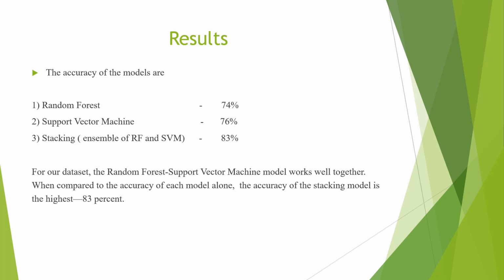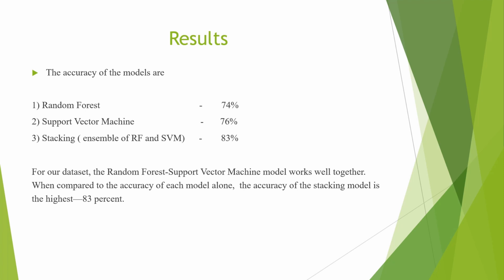Now, finally, let us see the results using our machine learning models. The random forest model has given an accuracy of 74% on our test data, whereas the support vector machine model has given an accuracy of 76% on our test data. And the stacking model, the ensemble of random forest and support vector machine, has given an accuracy of 83%. Here we can see the accuracy of the stacking model is higher than both random forest and support vector machine.